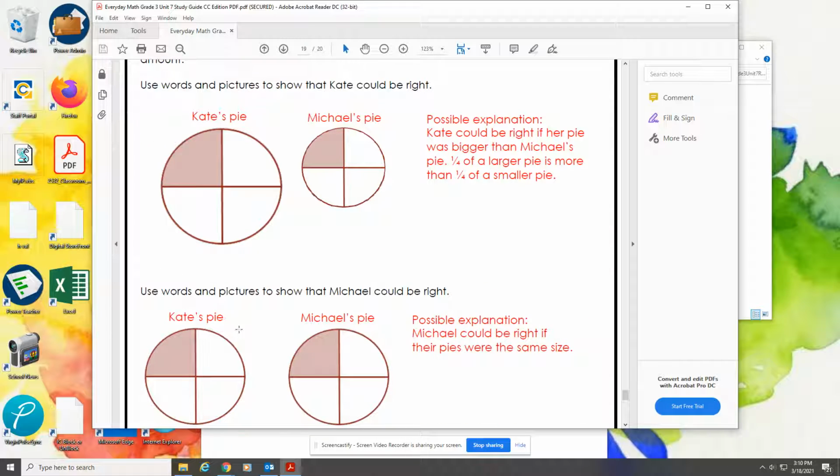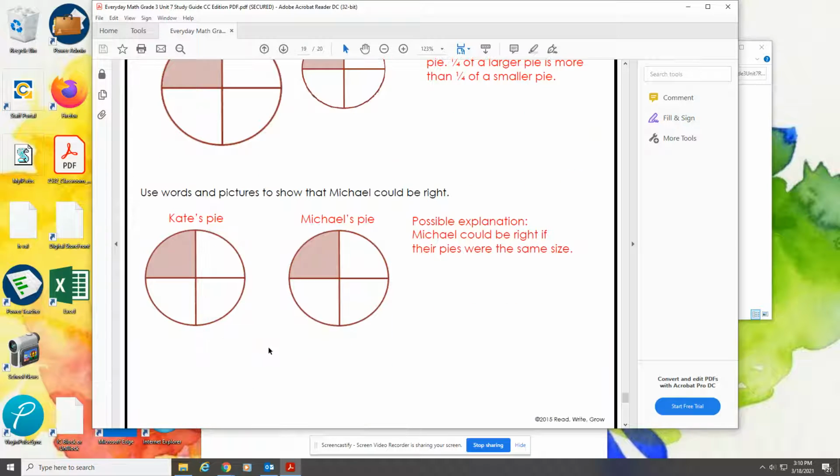Use words and pictures to show that Michael could be right. Well, both of their pies could be exactly the same. So Michael could be right because their pies were the same size. And that's it.